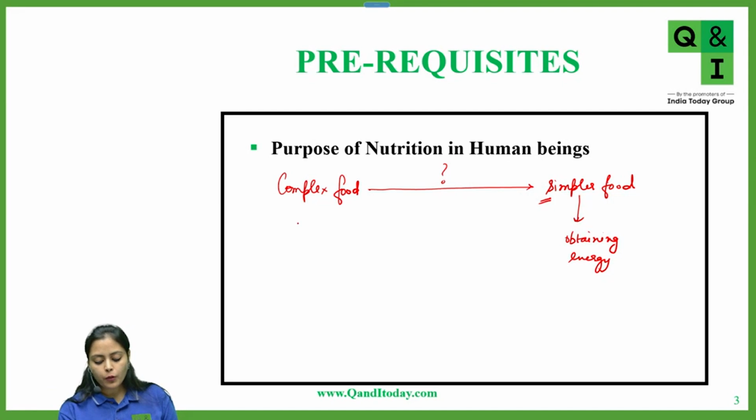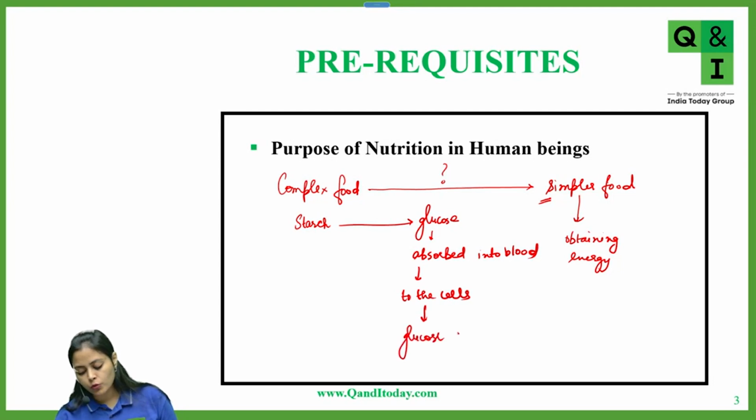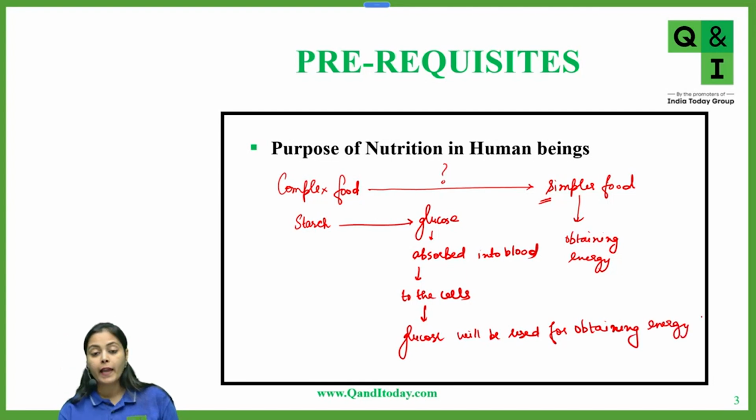For example, if you are taking carbohydrates, like starch, then it needs to be converted into glucose. This glucose will be absorbed into your blood and then taken to the cells of the body, and inside the cells this glucose will be used for obtaining energy. So these complex foods need to be broken down into simpler food so that their absorption into the bloodstream can be made possible.